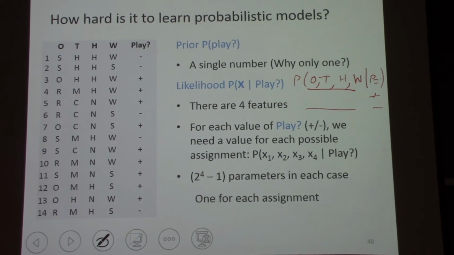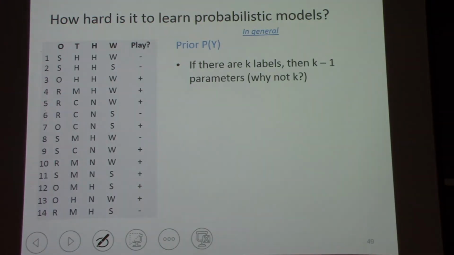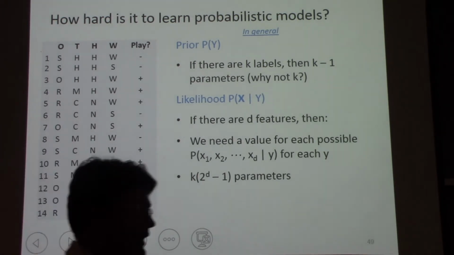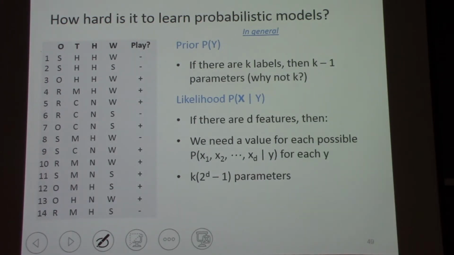In this case, 54 doesn't seem like a lot, but when you move to d dimensions, things get really messy. Suppose there are k labels instead of 2. Suppose the output can take k values. Then you need k minus 1 numbers for the prior, because the last one can just be 1 minus the sum of the rest. And if you have d-dimensional feature vectors, and let's say they are all Boolean, you need a value for every feature vector given every possible label. This is roughly k times 2 to the power d parameters.